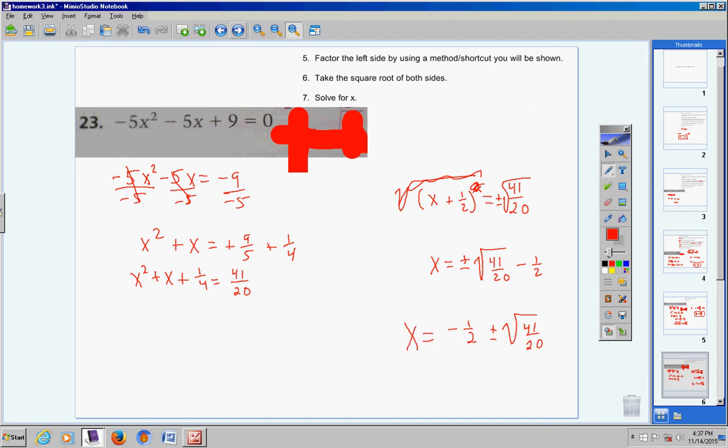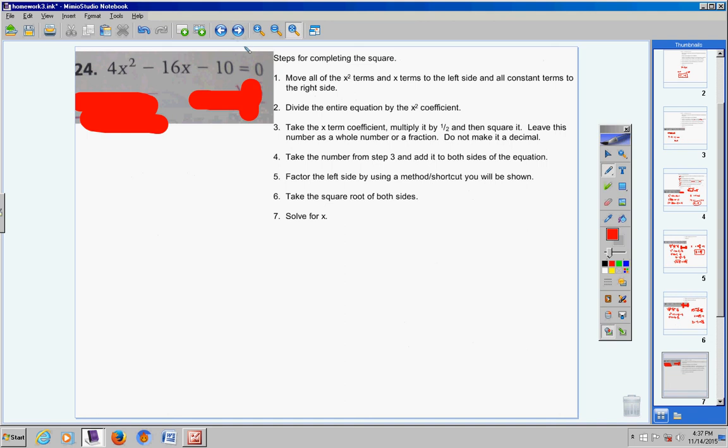Alright, moving on to 24. Step 1, move all the x squared and x terms to the left side and constant terms to the right side. Alright, that's easy enough to do. We should be pretty good at that by now. 4x squared minus 16x minus 10, or sorry about that, not minus 10, equals a positive 10. There, step 1 is done. We moved all the x squared and x terms to the left side and constant terms to the right side.